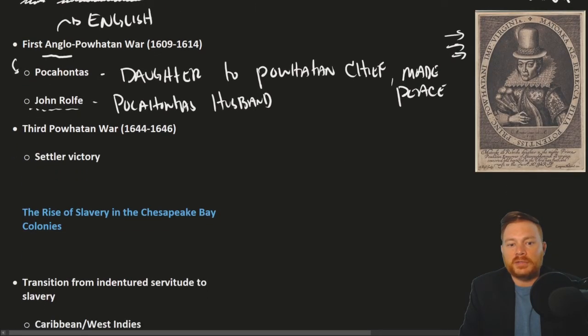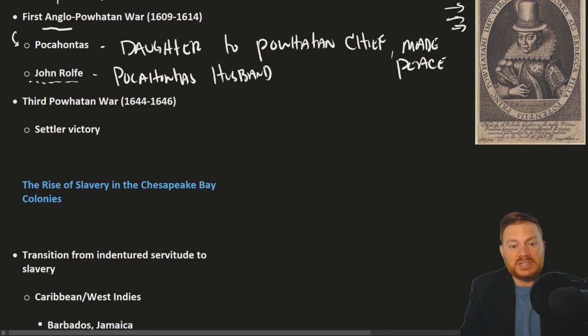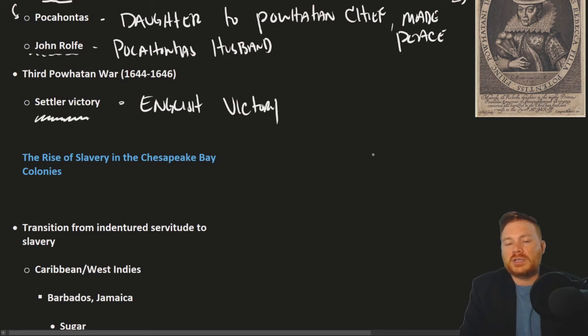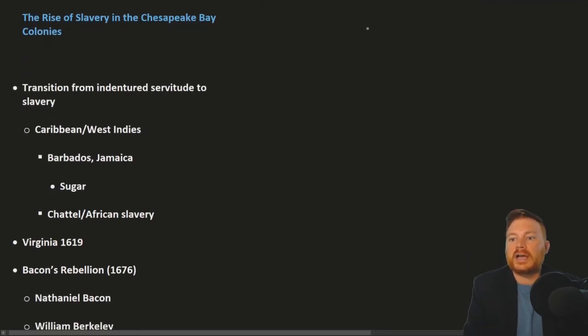The last of these conflicts, the Third Powhatan War, 1644 to 1646, did result in a settler victory or an English victory. And really, after that point, the threat of Jamestown or Virginia's existence was really put off to the side. There wasn't a question after the English victory if the colony would survive. Very early on, there were questions about whether or not the colony would survive. So like I mentioned before, this division of class between your landowners and your servants would have violent consequences.